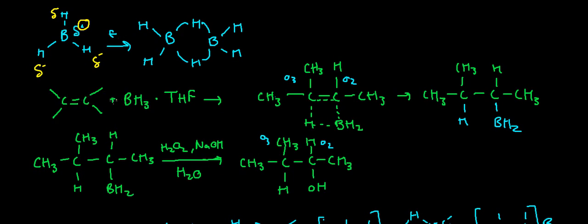Here's an alkene. Here's our weird boron. Here's THF. THF is a solvent that we almost always see with boron, and it's a cyclic ether. And essentially what it does is it makes a bond to borane. And what it does is it helps dissolve it in different liquids.